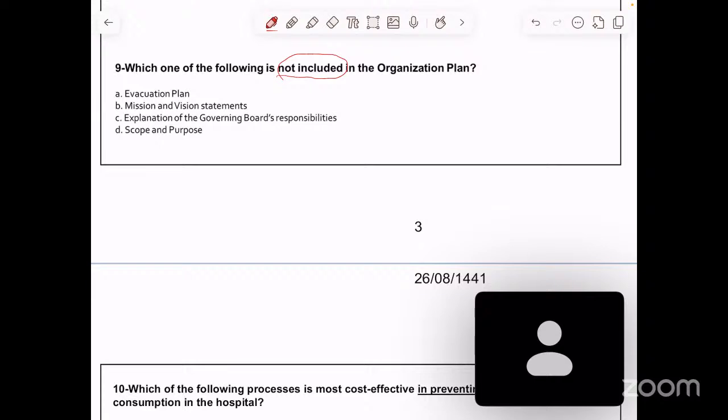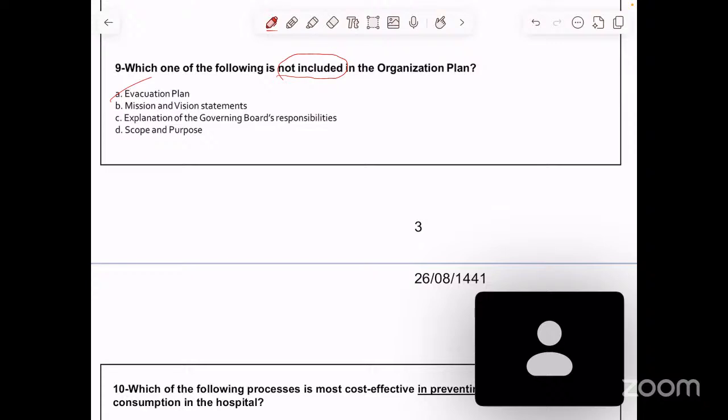So what's your answer? Organization plan, evacuation plan. Yes, very good, Radha. Yes, the answer is evacuation plan. When we say organizational plan, this typically includes elements like the mission and vision statement, the scope and purpose, and the governing board's responsibilities. So the mission and vision statement option is incorrect, because these are essential components of the organizational plan. For letter C, explanation of the governing board's responsibilities is incorrect.